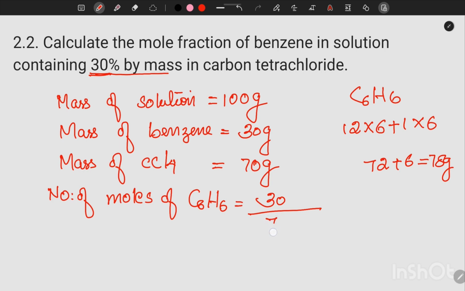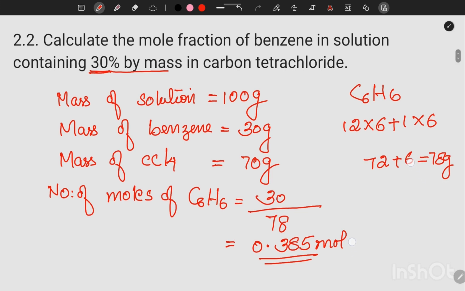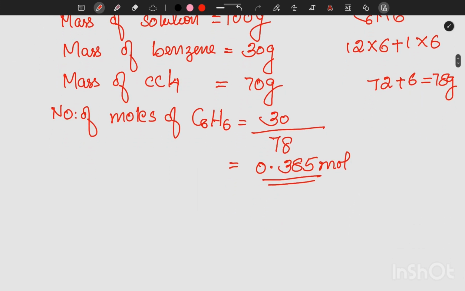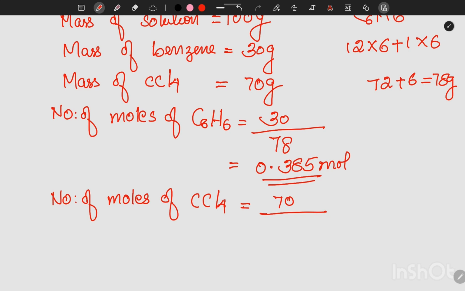So 30 by 78, when you simplify, you will get 0.3846. So we can write it as 0.385 moles. So number of mole of benzene we got. Now similarly, we can calculate number of moles of carbon tetrachloride. So mass of carbon tetrachloride is 70 gram divided by molar mass of carbon tetrachloride.